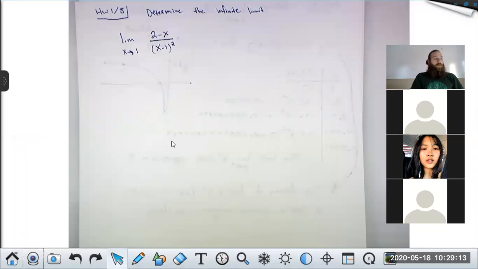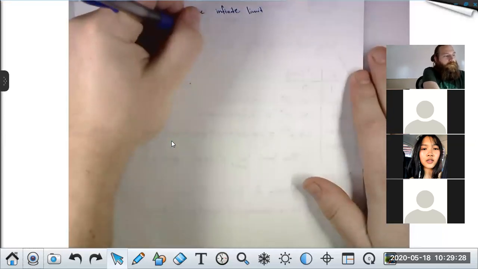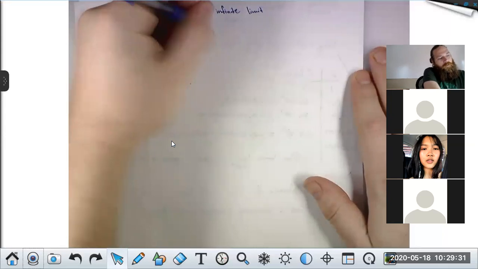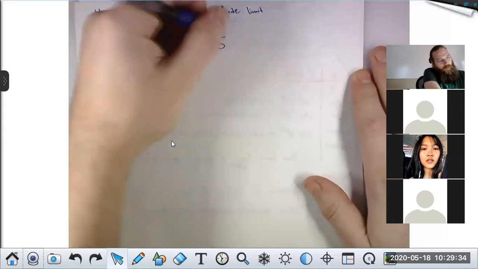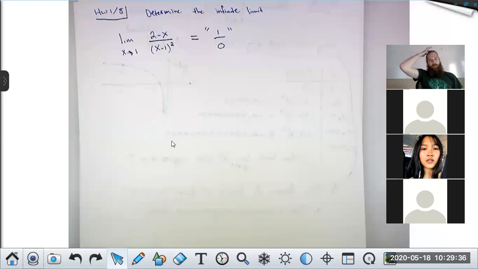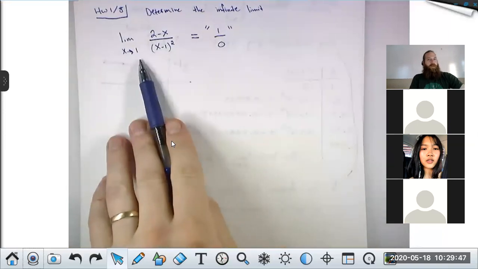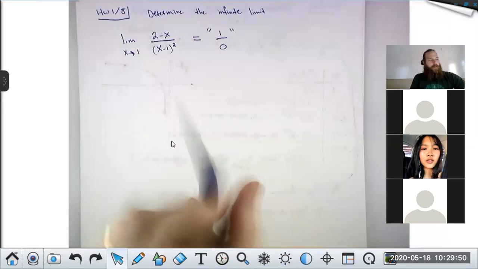Again, we should ask, can I plug in x equals 1? And again, the answer is no, because if you try to plug in x equals 1, you get 1 over 0. 2 minus 1 is 1, 1 minus 1 is 0. So we can't just plug in x equals 1. In other words, and here's a notation I like for this, this looks like "1 over 0." You'll see me use those quote marks a lot, the little symbols to say, I'm not responsible for this. In other words, this is what I get when I just plug this number into this expression. This is undefined, of course.